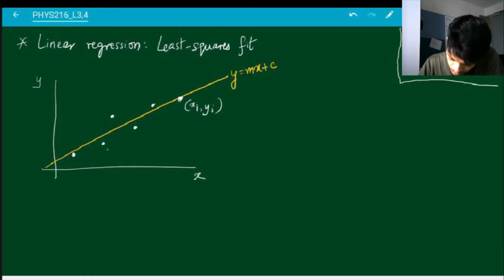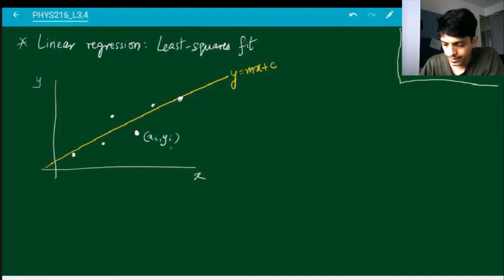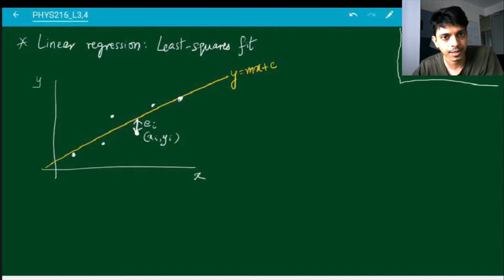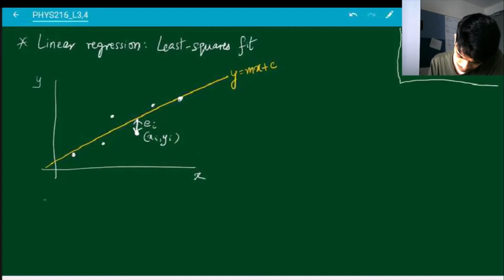Okay, let's mark it over here. It will be easier. If you don't mind, I'm going to bring this a little lower. So suppose this is the point xi, yi. Then how much does this deviate from the straight line that we have drawn? So this is the deviation. So let's call this deviation ei for error. So that is the error that exists for this particular point compared to this line that we have drawn.